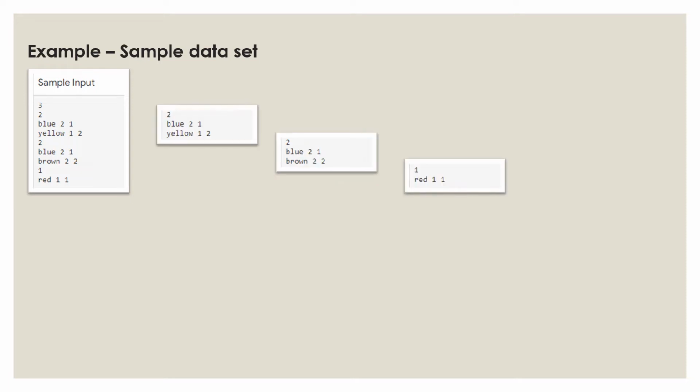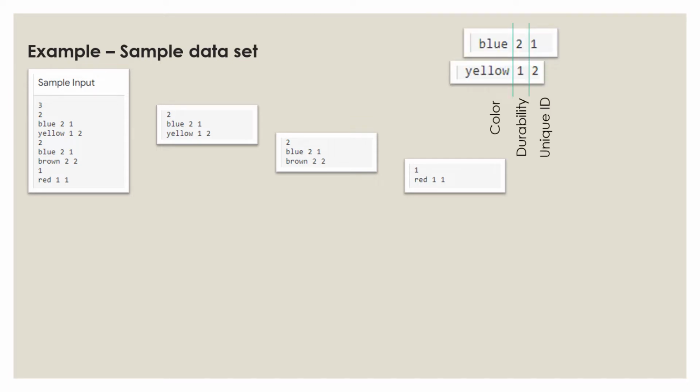Okay, in the first test case, they have two fabrics followed by the descriptions of those two fabrics, and then in the second data set we have again two fabrics, and finally we have only one fabric. Okay, so every fabric has three unique properties, that is color, durability, and the unique ID. Okay. Now there are two people, Ada and Charles.